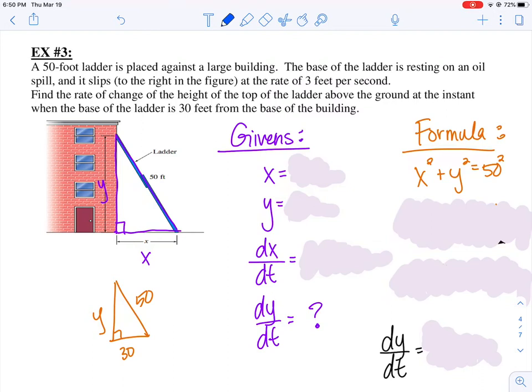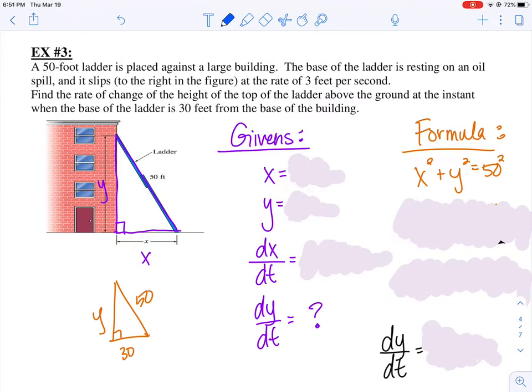Find the rate of change of the height of the top of the ladder above the ground at the instant when the base of the ladder is 30 feet from the base of the building. Read that one more time if you need to. You have a 50-foot ladder. It slides away at a certain rate. We want to find the rate at which the height of the top of the ladder hits the ground, pretty much. Okay? So they gave us a picture here, but they're not always going to give you a picture.